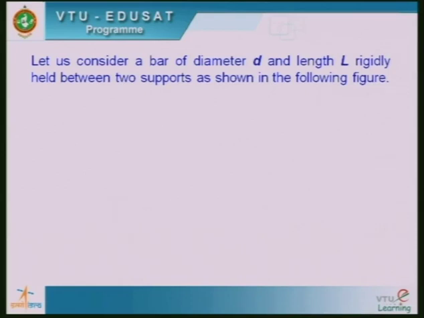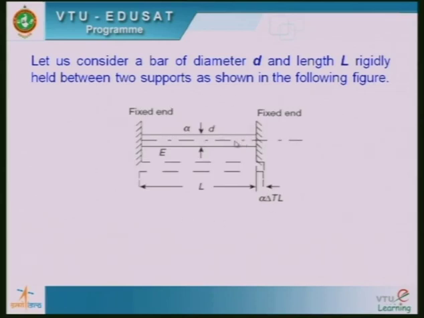Now let us consider a bar of diameter d and length L rigidly held between two supports as shown in the following figure. Okay. This is a fixed end, very rigid support. This is also a rigid support, means the support is like this, a huge one you can imagine, so that this will not allow this to move.